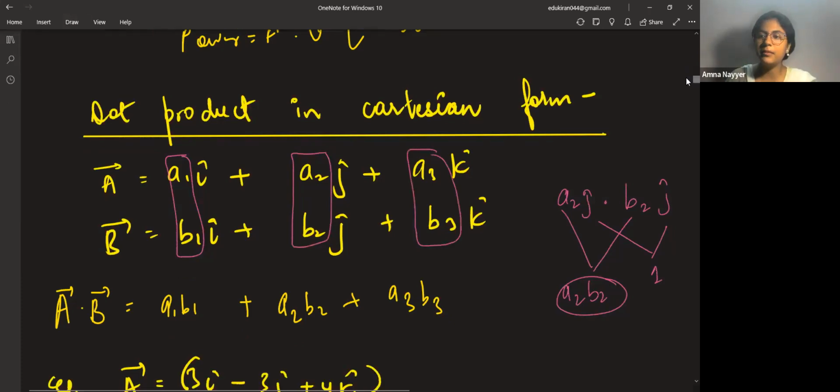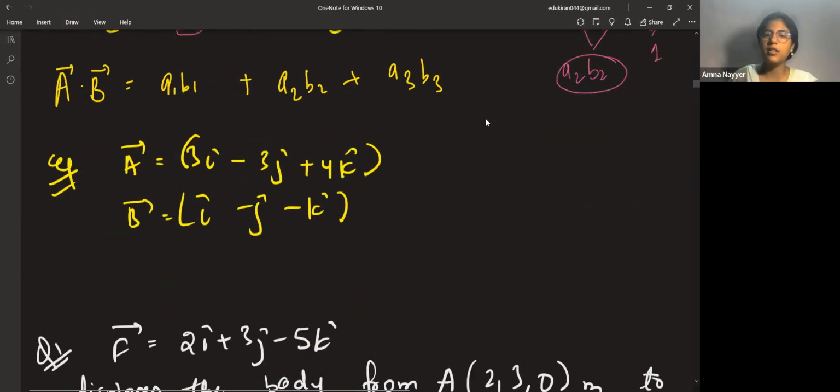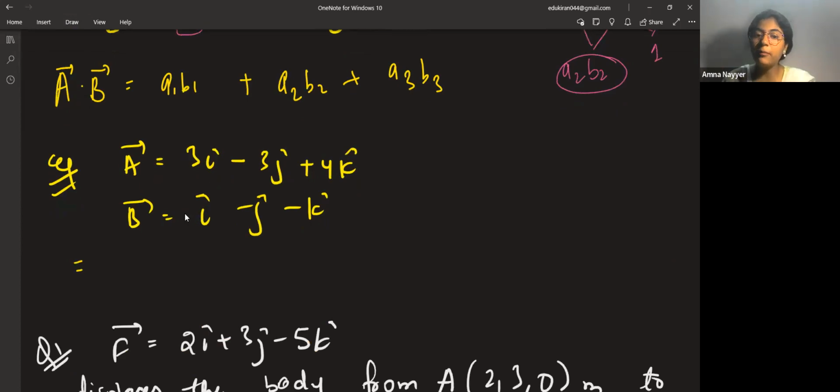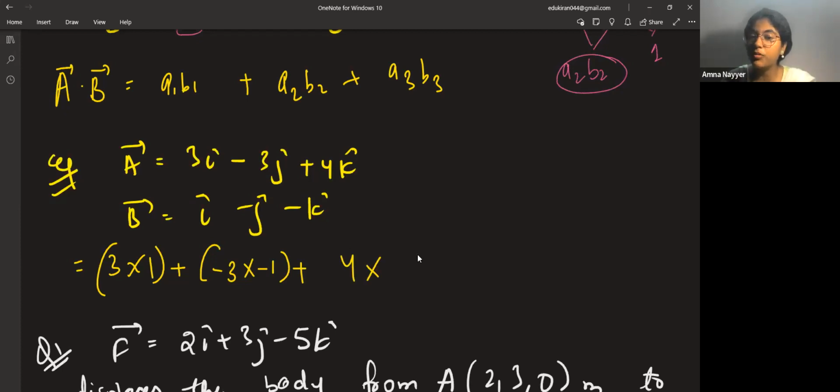See, let's take an example. Suppose these are two vectors which are given. So what will you do? 3 multiplied by this: 3i cap, 1i cap, so 3 multiplied by 1, plus. All right. Now, what is the coefficient of J cap here? -3. What is the coefficient of J cap here? -1. What is the coefficient of K cap here? 4, multiplied by the coefficient here. What is the coefficient here? -1. So what are we left with? This becomes 3, this becomes plus 3. So 3 plus 3 minus 4. That is 2. This is how.